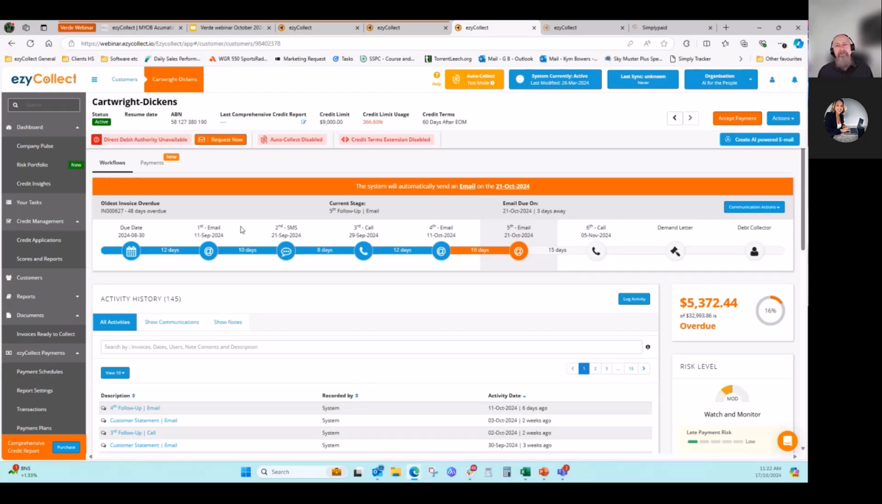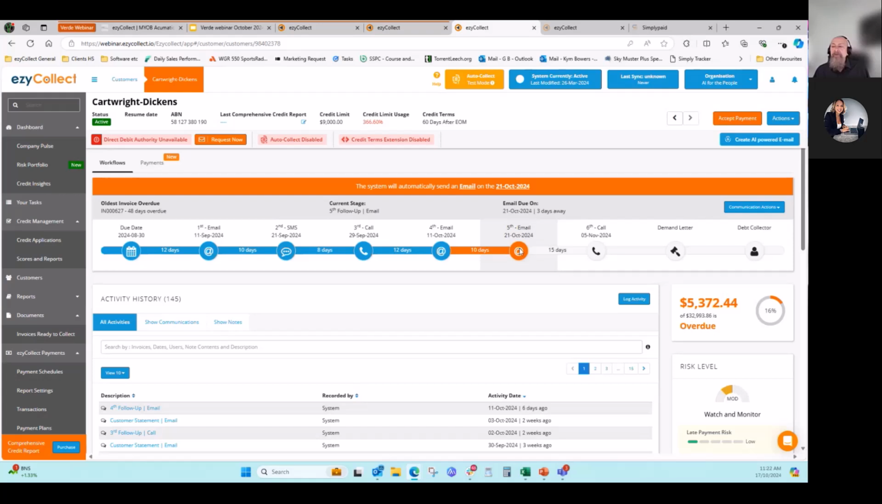We collect between 50 and 70% of overdues in the first 6 months. So if you've got $500,000 sitting in your over 30s, within 6 months, you'll have 250 to 350,000 of that in your bank account, which I'm sure you'll all agree is a major benefit for cash flow. So we work through this.